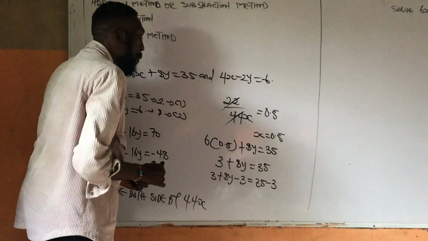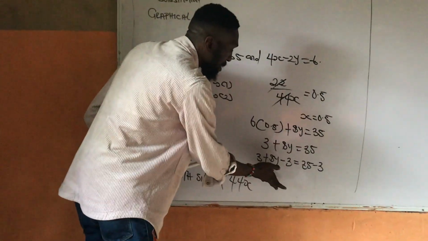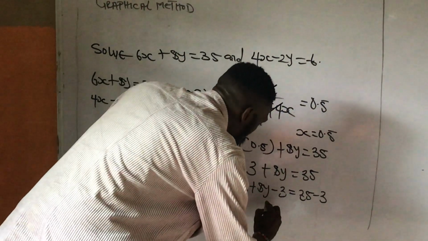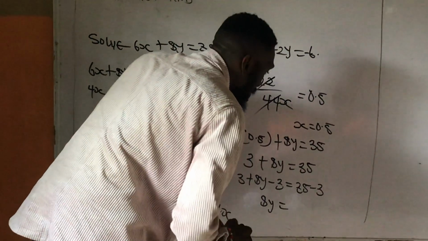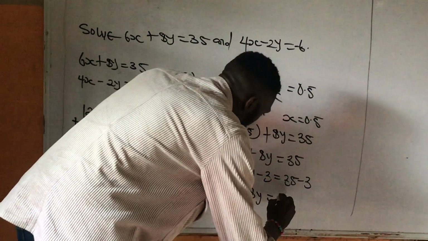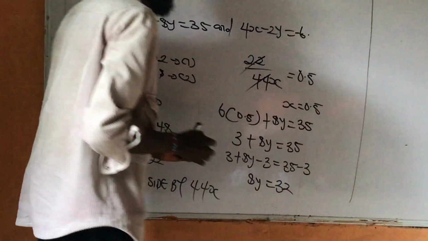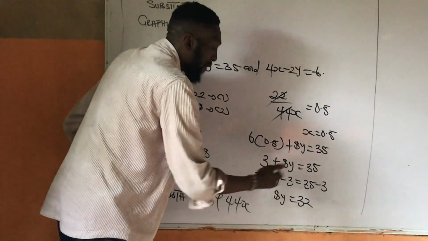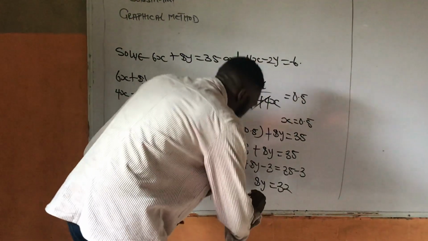At this junction, it always comes back to the one with the alphabet, which is 8y. And this side, 35 minus 3 is going to give you 32. This is the simplest of equations. At this junction, you know what to do. Divide both sides by 8y.